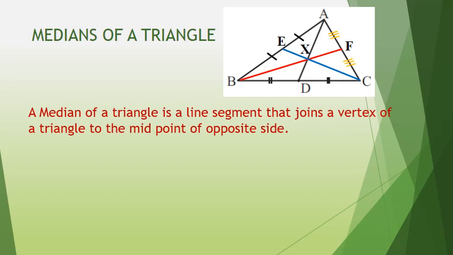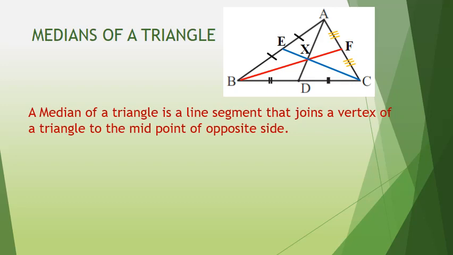Similarly, E is the midpoint of side AB. Now what about line segment EC? Yes, EC is another median of triangle ABC because EC is the line segment joining vertex C to the midpoint of the opposite side AB, that is E, joining C and E. Hence BE is equal to AE.